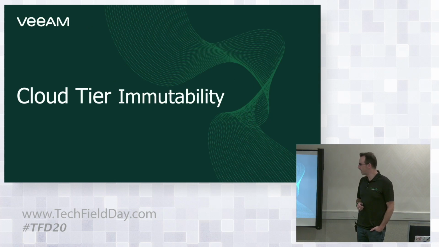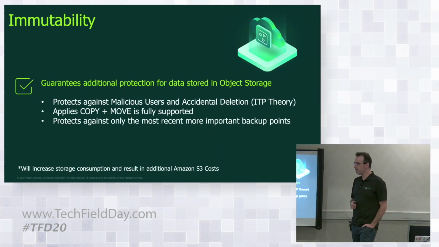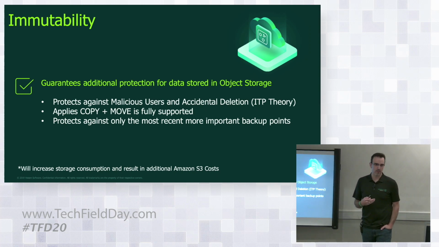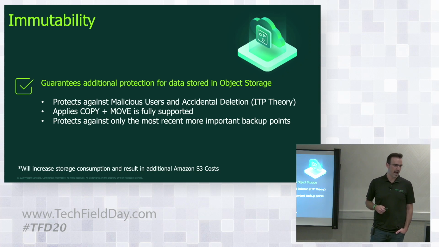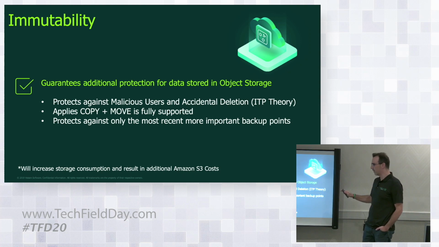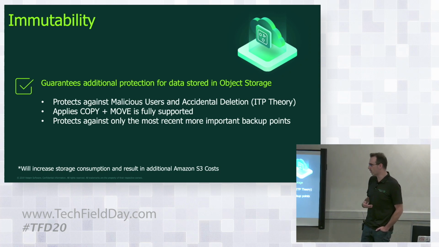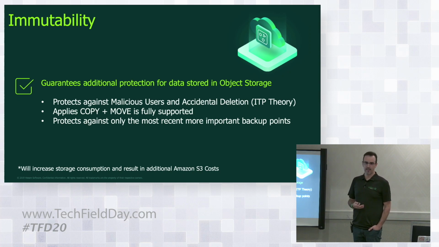Okay, I just want to move on and quickly talk about immutability. Immutability talks about additional protection. And what we're actually trying to protect against here is a malicious user. Okay, the despondent admin who decides to delete everything on his way out. It has happened before, okay, and will keep on happening. It's basically what we call the ITP theory, the insider threat protection theory. Okay, ensuring that if you've got a malicious user, be it a hacker, be it anyone with malicious intent, you're going to protect against the data being deleted.